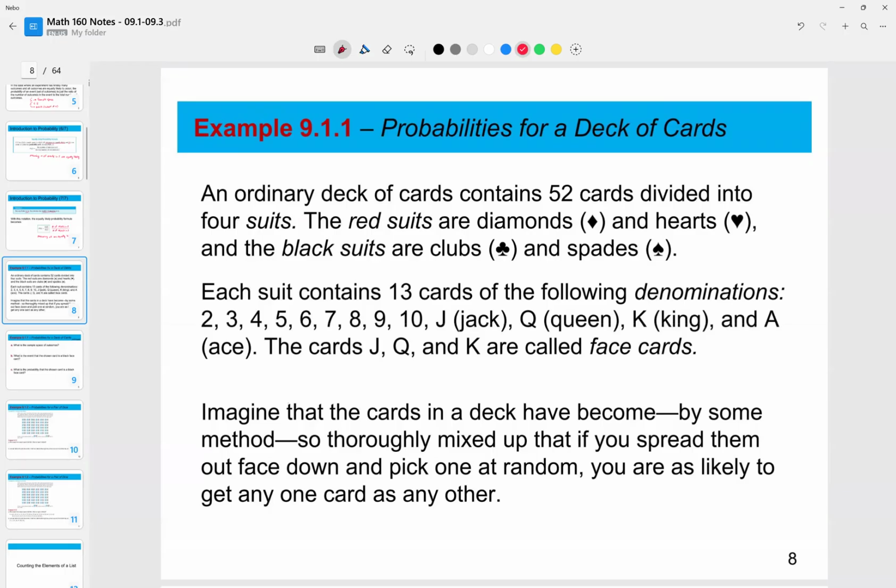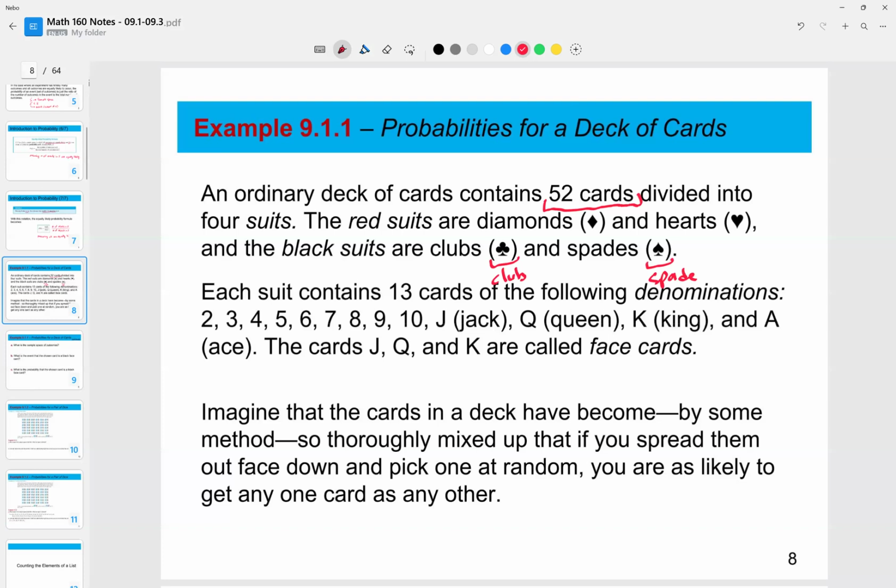A card deck, in case you don't know, and it's all right if you don't, has 52 cards and there are four suits. There are two red suits, diamonds and hearts, and there are two black suits. This is called a spade, and that's called a club. Actually, I had that backwards. Sorry, that's a club. It shows you how little I play cards. So, spade. Oh yeah, I have it written right there anyways.